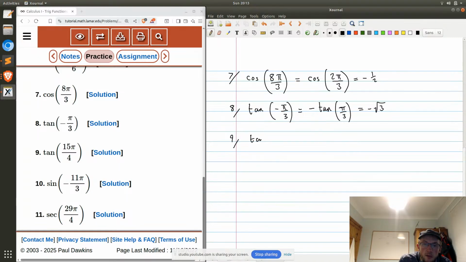Tan of 15 pi over 4. The period of tan is pi, or 180 degrees. And so just keep on subtracting 4 from the numerator. Keep doing so until you get within the range of 0 to pi. So when I do so, it goes from 15 to 11 to 7 to 3.